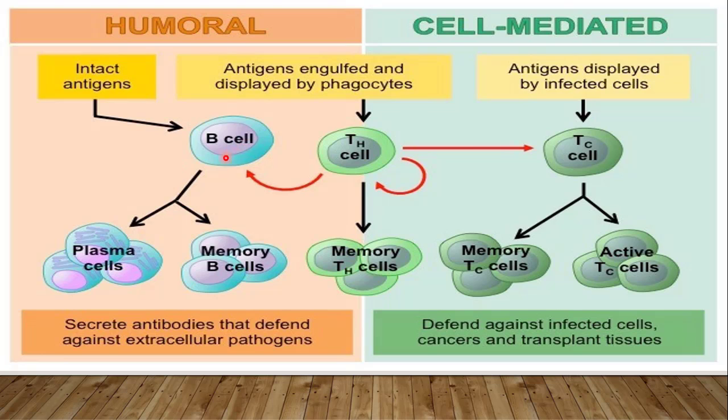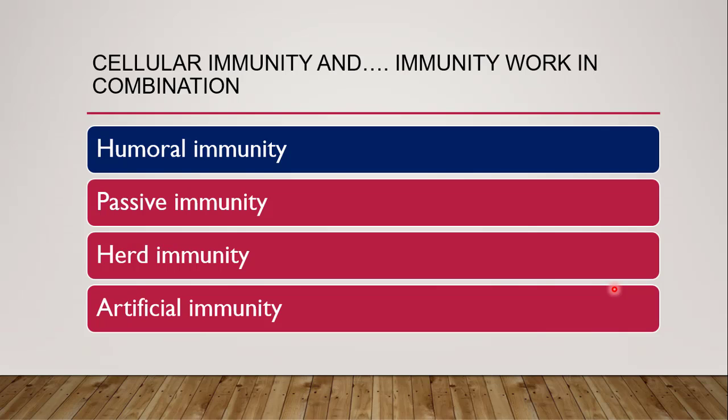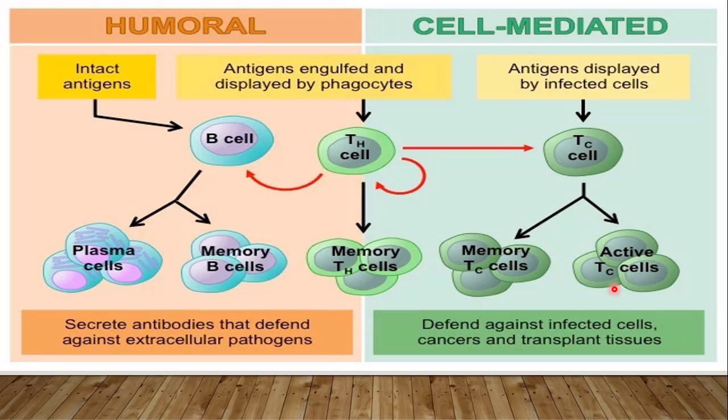Now here these are the B cells, plasma cells and memory B cells. These will secrete the antibodies that will defend against the pathogen. So antigen engulfment, and this is defense against the infected cell by producing the antibodies. So it is humoral immunity and cellular immunity which go hand in hand through B lymphocytes and T lymphocytes.